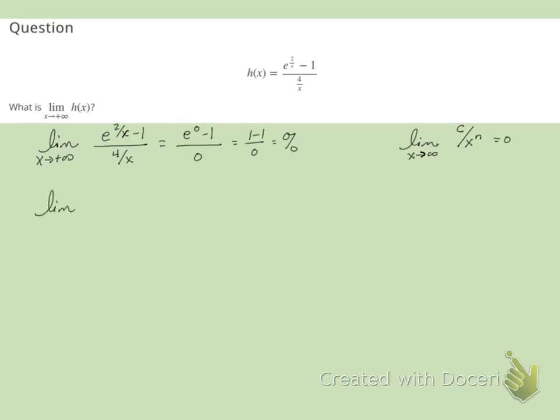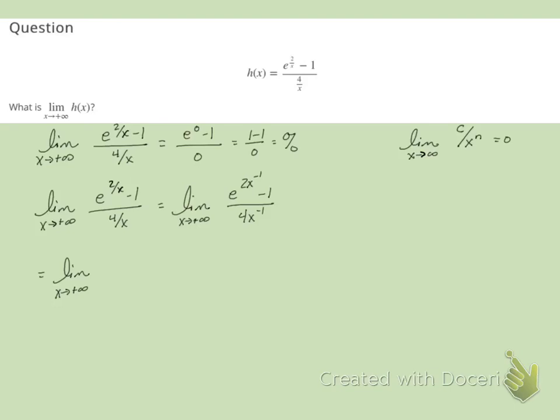So I'm going to start over here. And the first thing I'm going to do is rewrite this to make finding the derivative a little bit easier. This is just a preference. I'm going to write this as e raised to the 2x to the negative 1 power over 4x to the negative 1. And now when I apply L'Hopital's rule, I'll have the limit as x goes to positive infinity.